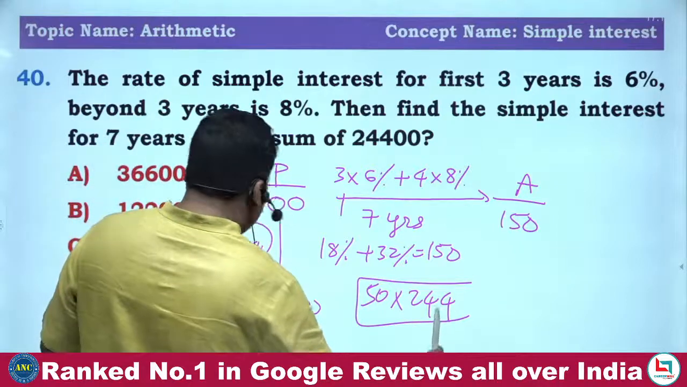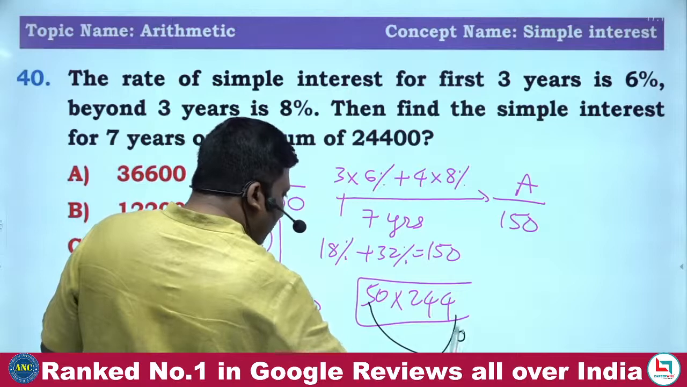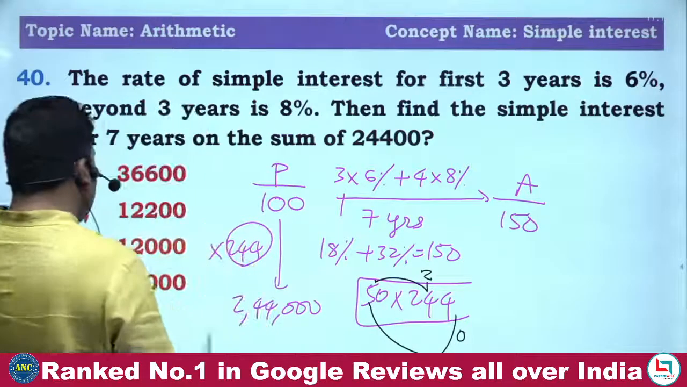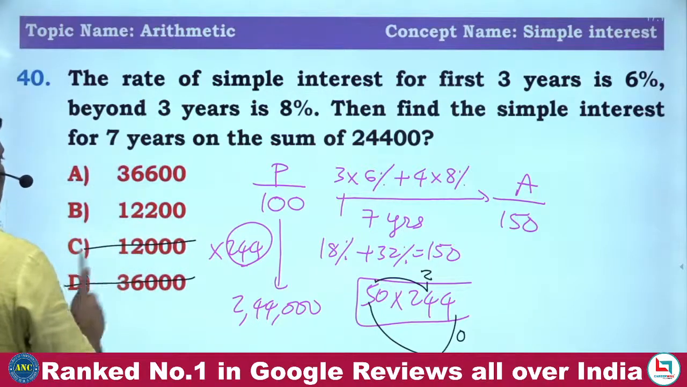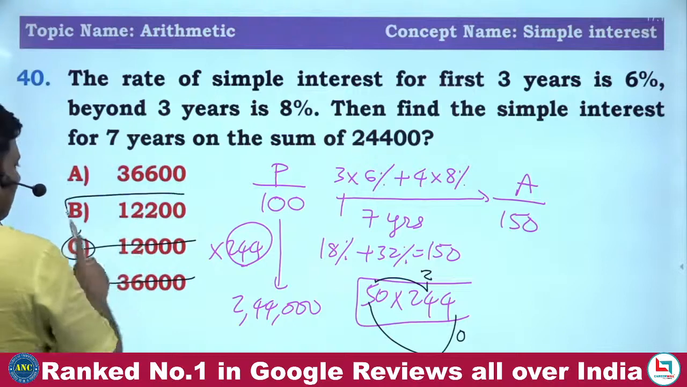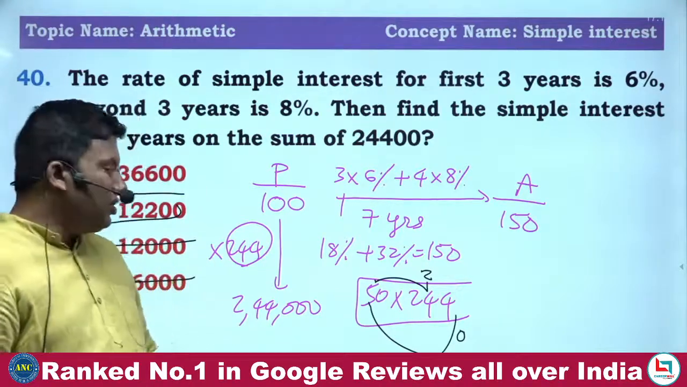Digital sum, or we will go by the rightmost non-zero digit. 5 fours are 20, plus 2, 2. The rightmost non-zero digit has to be 2. So this is present and this is also present. Two options have the rightmost non-zero digit. We will use a digital sum.